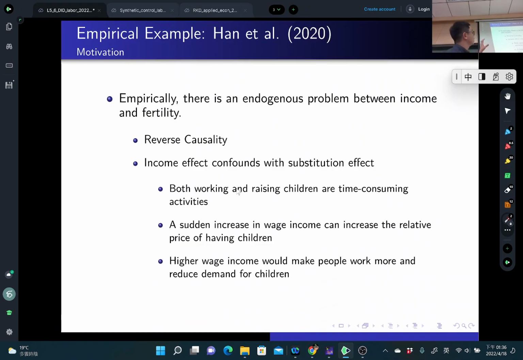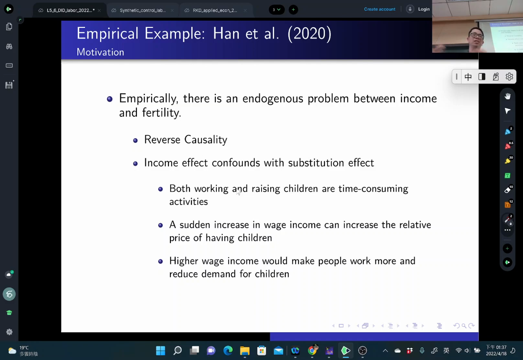But empirically, it's hard to understand the relationship between household income and fertility, because we usually use the wage income as a proxy for the household income, because most households' income source is from their wage, their salary. But if we use that to estimate the effect of income on fertility, we usually get a negative relationship between income and fertility. So higher income people actually tend to have lower fertility.